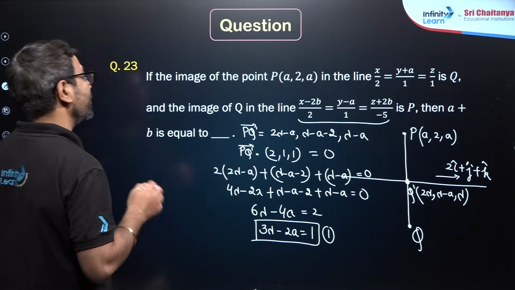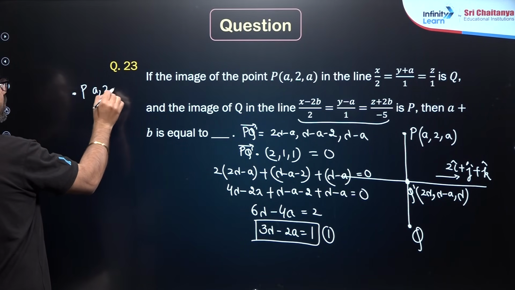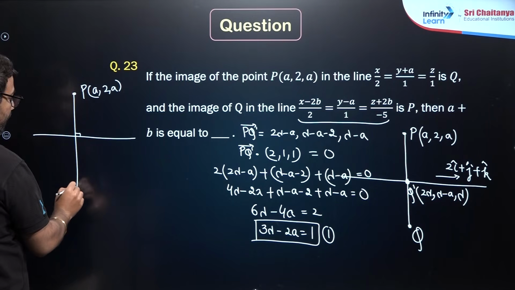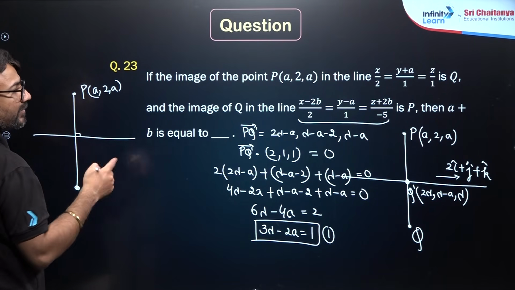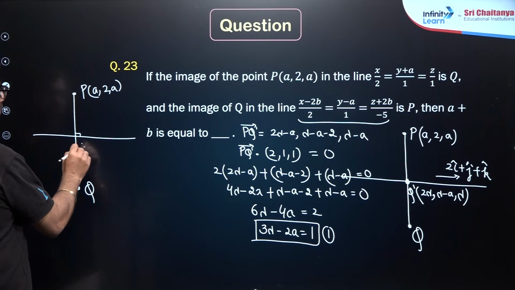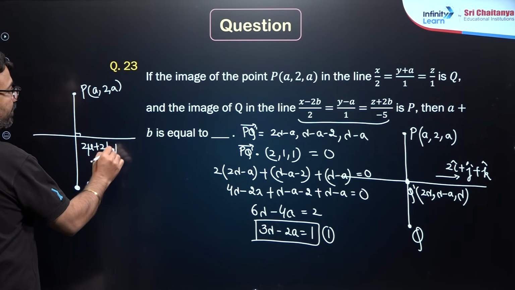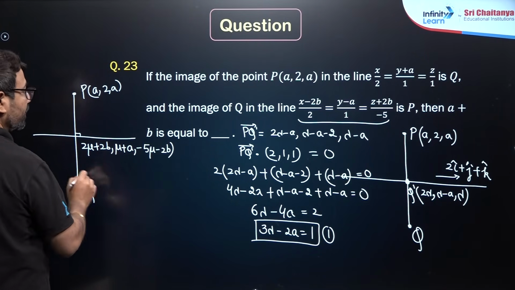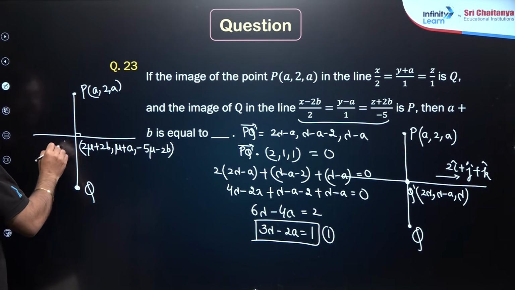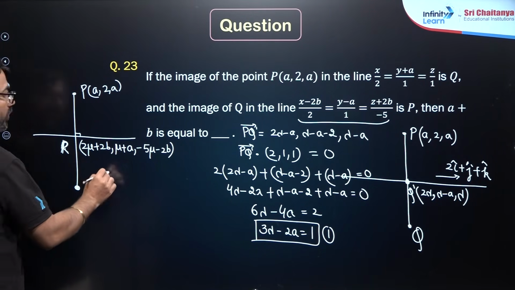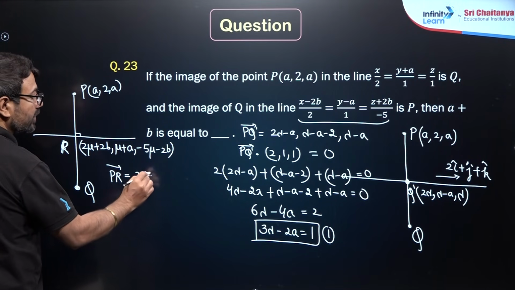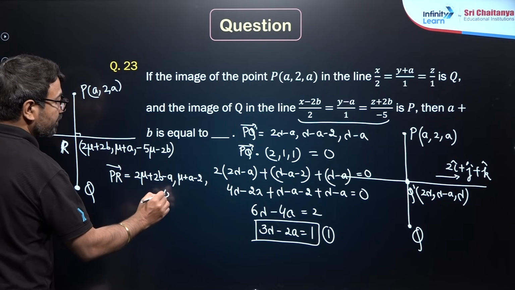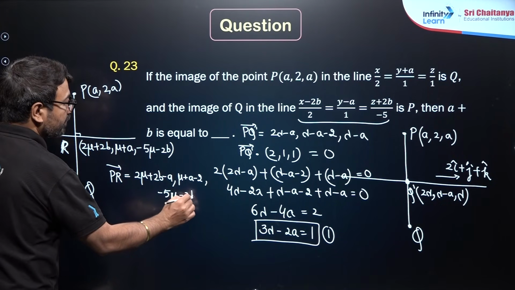So what you need to do, bache, you again have to start with P having coordinate a, a, and the line that you will be taking up now, here again you will have Q. Now you will have to write it equal to, let's say, mu. So 2 mu plus 2b, then here it will be mu plus a, and then here it will be 5 mu minus 2b. So you will be able to get this point as a new point, that is R. So you will be able to write the PR vector as 2 mu plus 2b minus a, mu plus a minus 2, and then minus 5 mu minus 2b minus a.